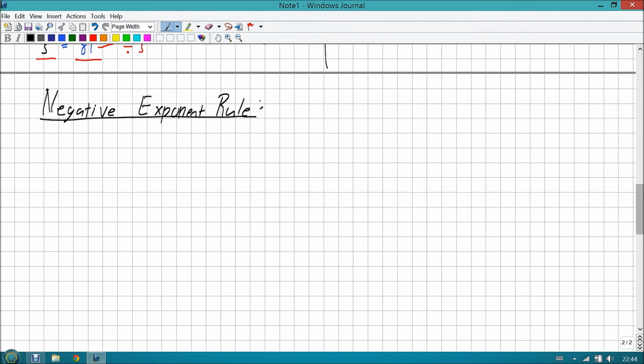And the negative exponent rule says a non-zero number raised to a negative exponent is equal to 1 divided by that number raised to the opposite positive exponent. Would you like an easier version? How about this one? Just flip it. Seriously, you just flip it.